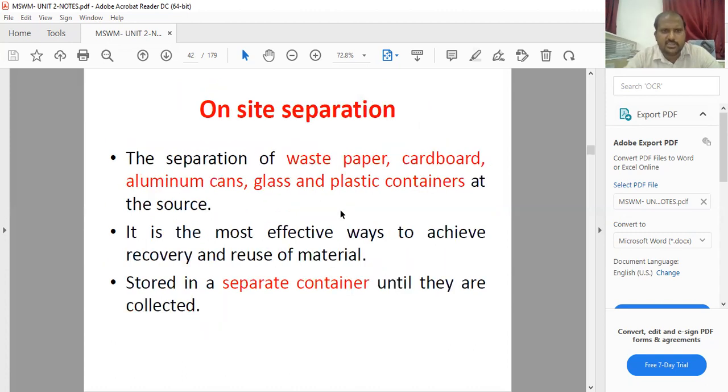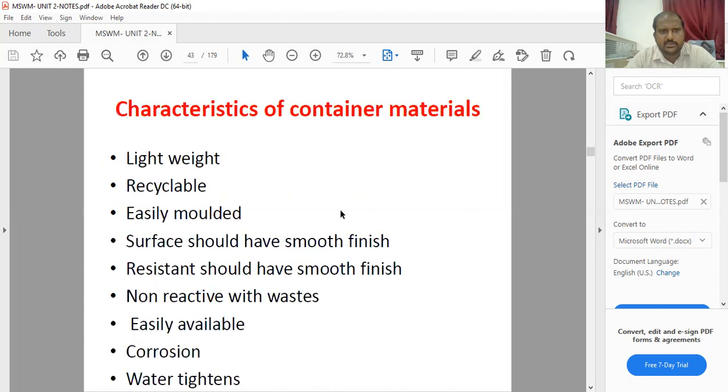And the next one is on-site separation. This is the separation of waste paper, cardboard, aluminum cans, glass, and plastic containers at the source. It is the most effective way to achieve recovery and reuse of materials. They are stored in separate containers until they are collected.